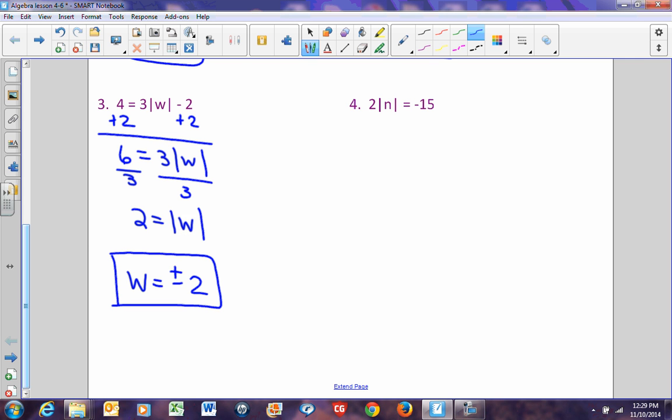If we look at problem number 4, 2 times the absolute value of n equals negative 15. Most of us will say, let's divide by 2, divide by 2. So we get the absolute value of n is equal to negative 15 halves. What number, when I take its absolute value, can equal negative 15 halves? There is no number that when you take the absolute value of it can equal a negative, because you can't take the absolute value of something and get a negative number. Therefore, there's no solution because absolute value cannot be negative. So this has no solution.